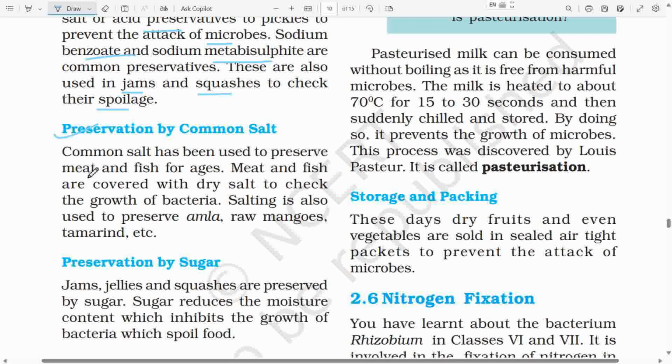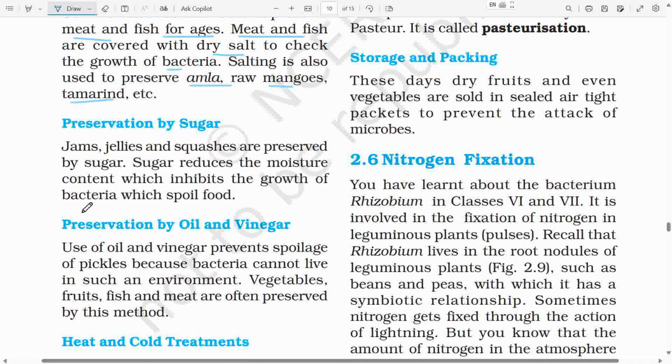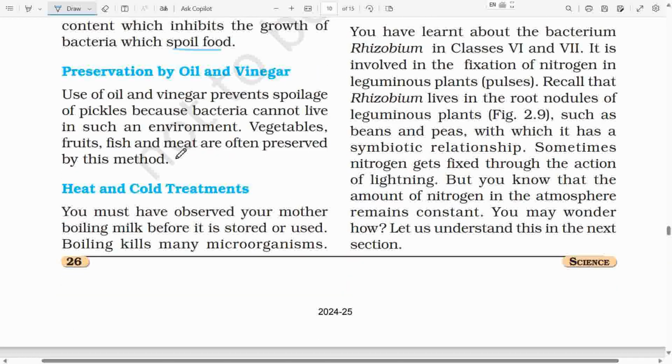Preservation by common salt. Common salt has been used to preserve meat and fish for ages. Meat and fish are covered with dry salt to check the growth of bacteria. Salting is also used to preserve amla, raw mangoes, tamarind, etc. Preservation by sugar. Jams, jellies and squashes are preserved by sugar. Sugar reduces the moisture content which inhibits the growth of bacteria which spoil food.